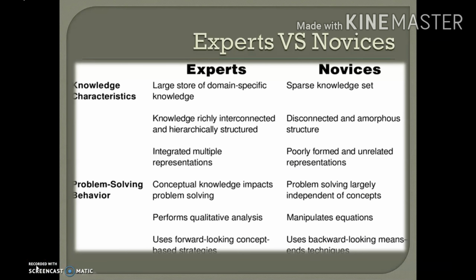So here we have experts versus novices in terms of having knowledge. Knowledge characteristics of an expert: their large store of domain-specific knowledge, richly interconnected and hierarchically structured, with integrated multiple representations. On the other hand, novices' characteristics in knowledge: they have a sparse knowledge set, disconnected and amorphous structure, poorly formed and unrelated representations.